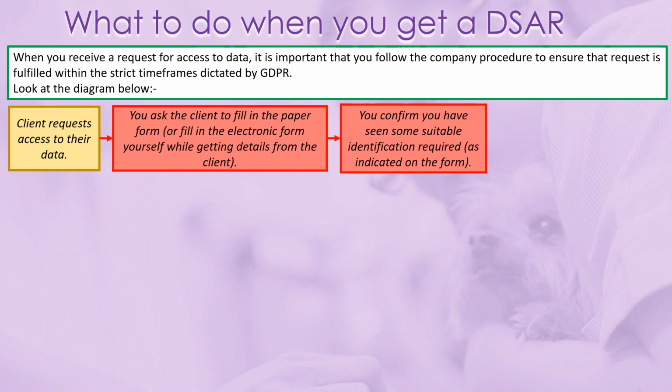You then need to confirm that you have seen some suitable identification. As stated before, you must be able to confirm what that person looks like, what their name is, and what their current address is. If for whatever reason those details differ to what we have on the system, you must also confirm that they have a link to the details on the system.